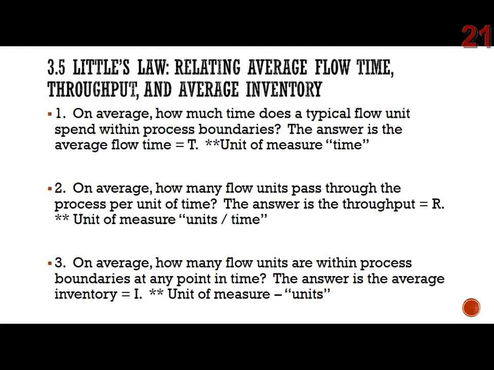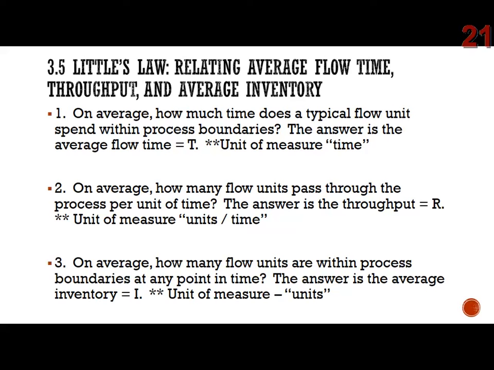So if we're asking about how long a typical flow unit spends within process boundaries, we're talking about flow time. It's represented by a capital T in our equation, and the unit of measure for it is going to be time. On average, how many flow units pass through the process per unit of time? So we're talking about units per time, right? That's our unit of measure. That's our throughput. And on average, how many flow units are within the process boundaries at any point in time? That's our inventory. And our unit of measure is whatever unit we're measuring, okay?